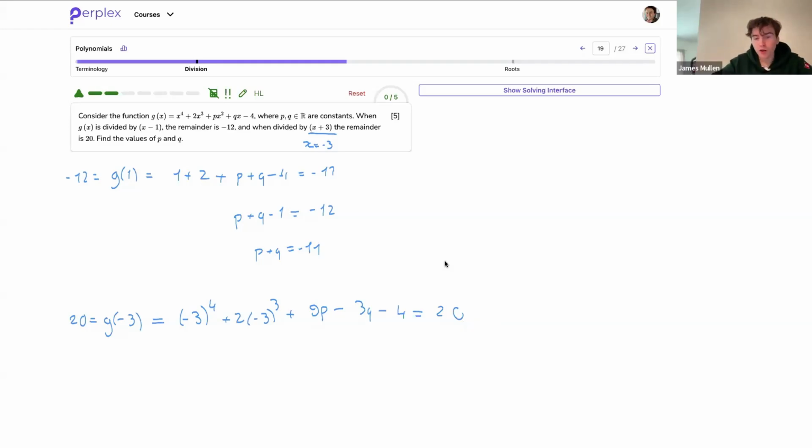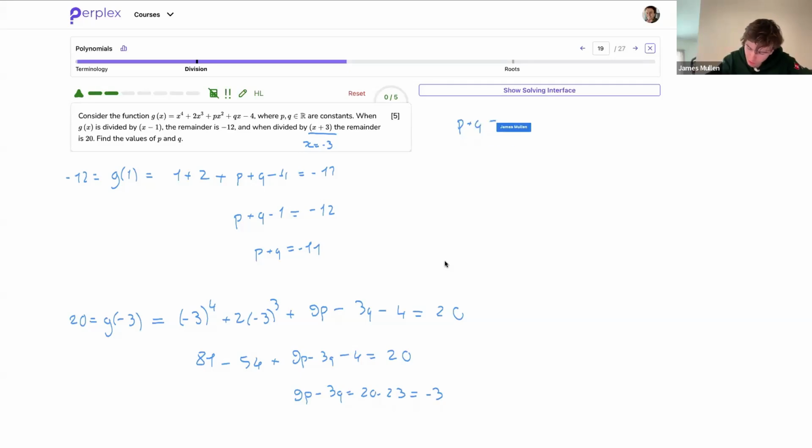Negative 3 to the power 4 is 81. This is minus 27 times 2, so minus 54. Plus 9p minus 3q minus 4 is equal to 20. Let's simplify as much as I can. I have 81 minus 54, that's going to be 27. I'm going to subtract 4, that's going to be 23. So 9p minus 3q is equal to 20 minus 23. That's negative 3.